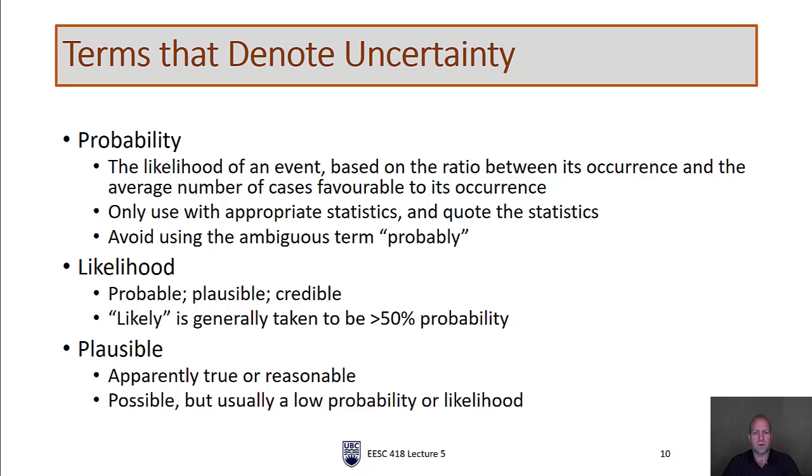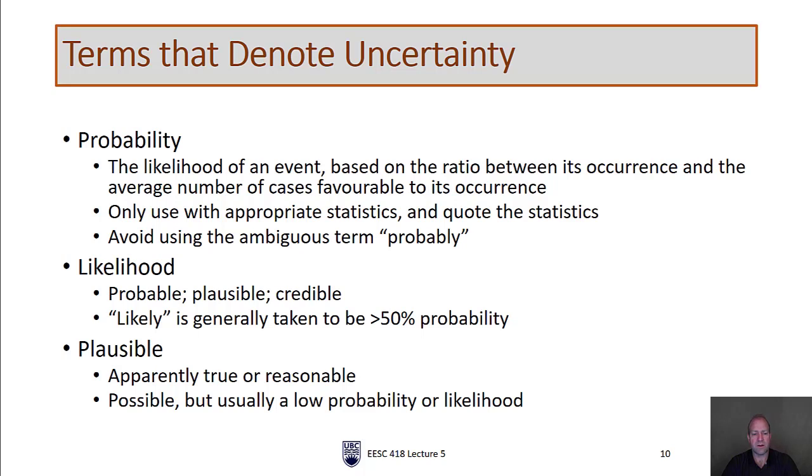These next few words are fairly similar and almost interchangeable in everyday language. But in scientific writing or technical writing, we need to be very precise about how we use them. So let's go through the exact definitions and talk about when we would use one or the other. So probability is the likelihood of an event based on the ratio between its occurrence and the average number of cases favorable to its occurrence.